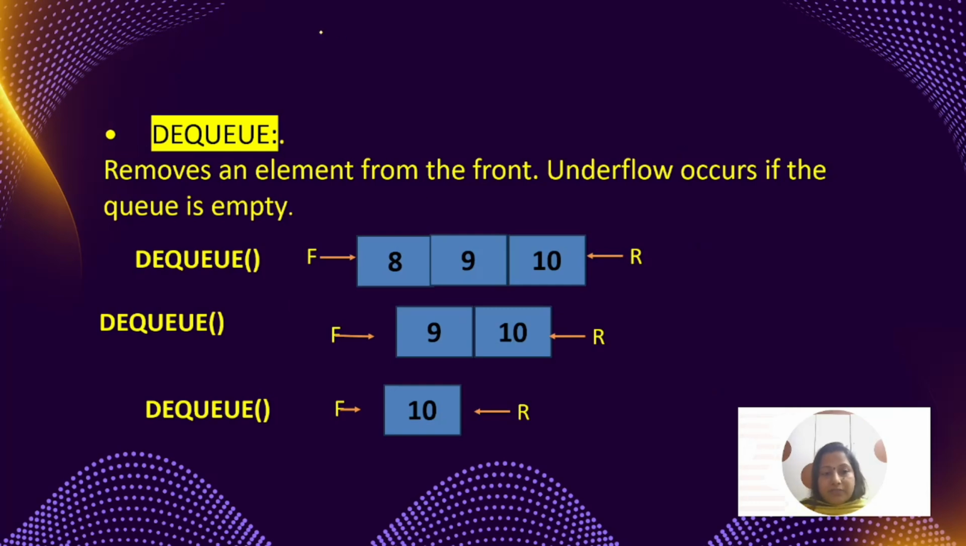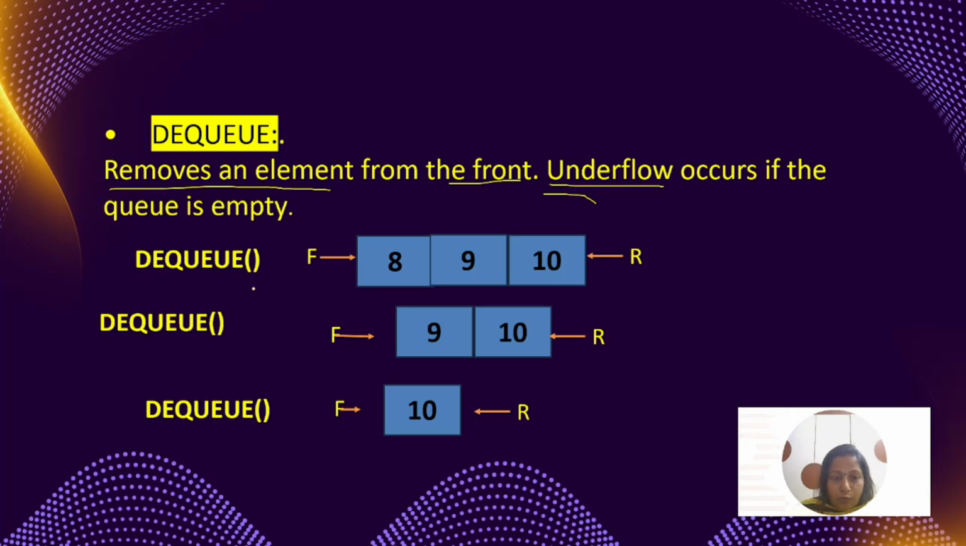Okay. Next, what is the meaning of DQ? DQ is nothing but removes an element from the front. So if you want to add an element, you will be adding to the rear, but when you want to remove an element, you are going to remove it from the front. And underflow occurs if the queue is empty. So if nothing is there in the queue, then you can't take out anything, right? That time underflow will happen.